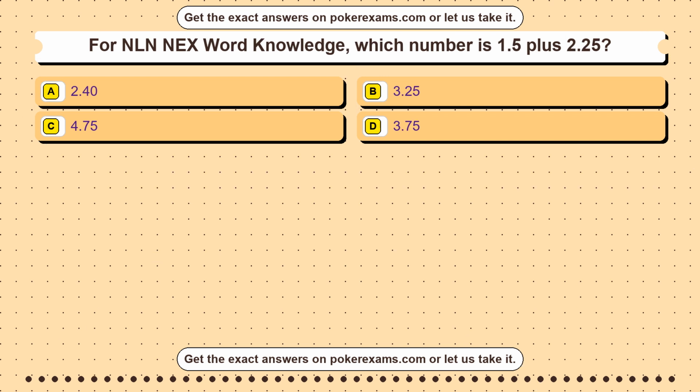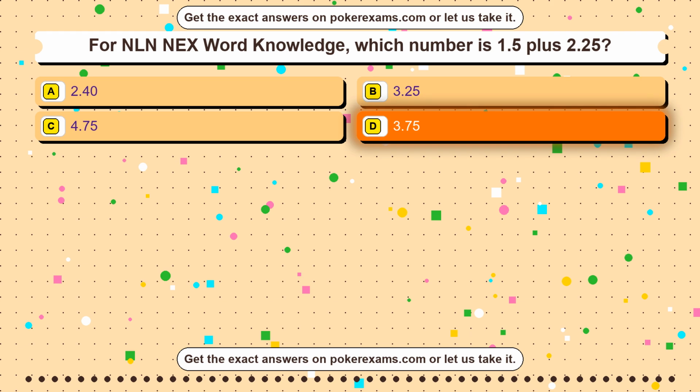Question 42. For NLN NEX Word Knowledge, which number is 1.5 plus 2.25? Option A 2.40. Option B 3.25. Option C 4.75. Option D 3.75. The correct answer is option D.